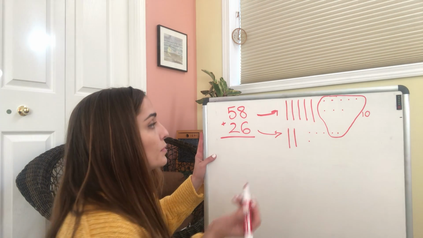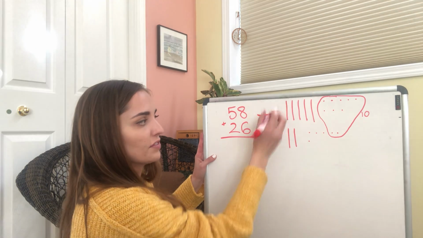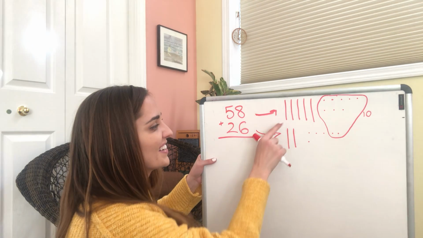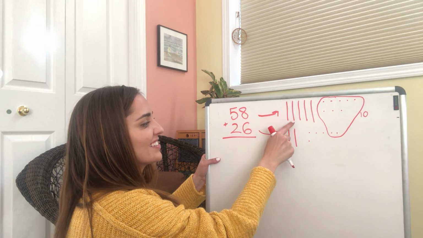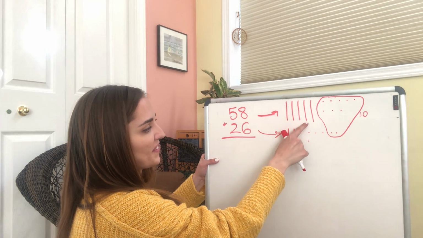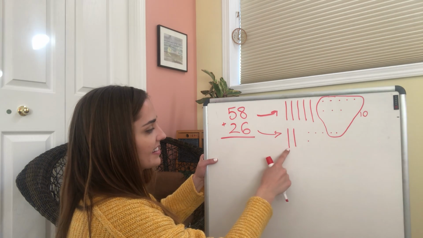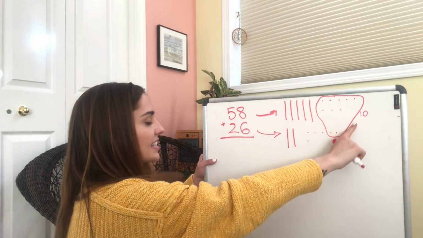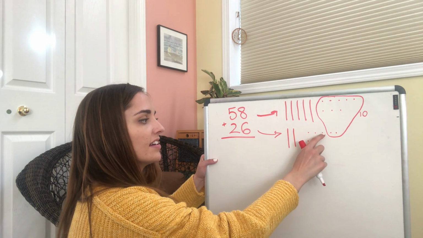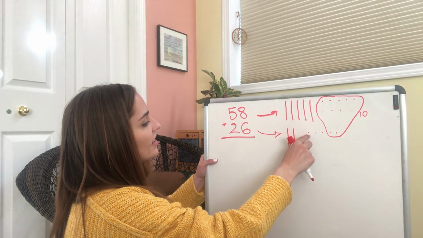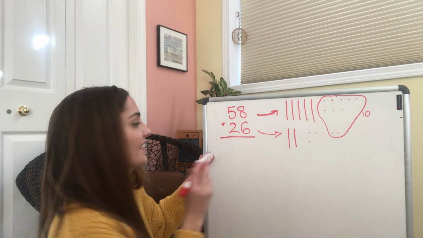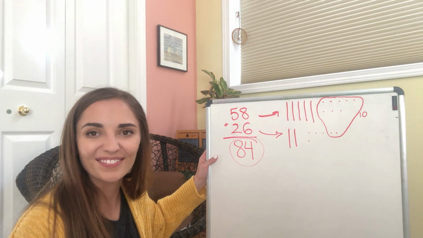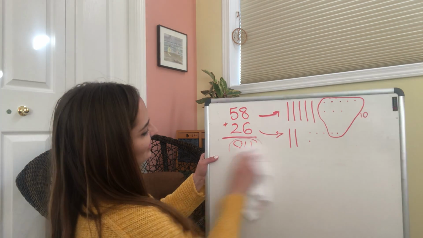Next, I'm going to count up. You can write out the actual numbers. I didn't leave enough space, but we can count out loud. So we have 10, 20, 30, 40, 50, 60, 70, and we have this another group of 10, so 80. We'll count our ones: 81, 82, 83, 84. Okay, so 84 is our answer. Okay, great.